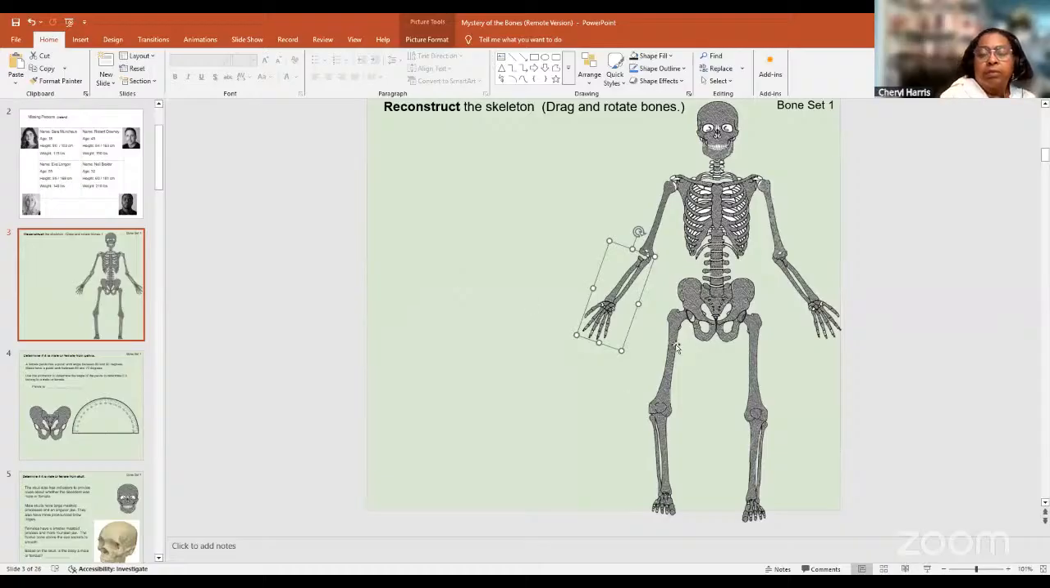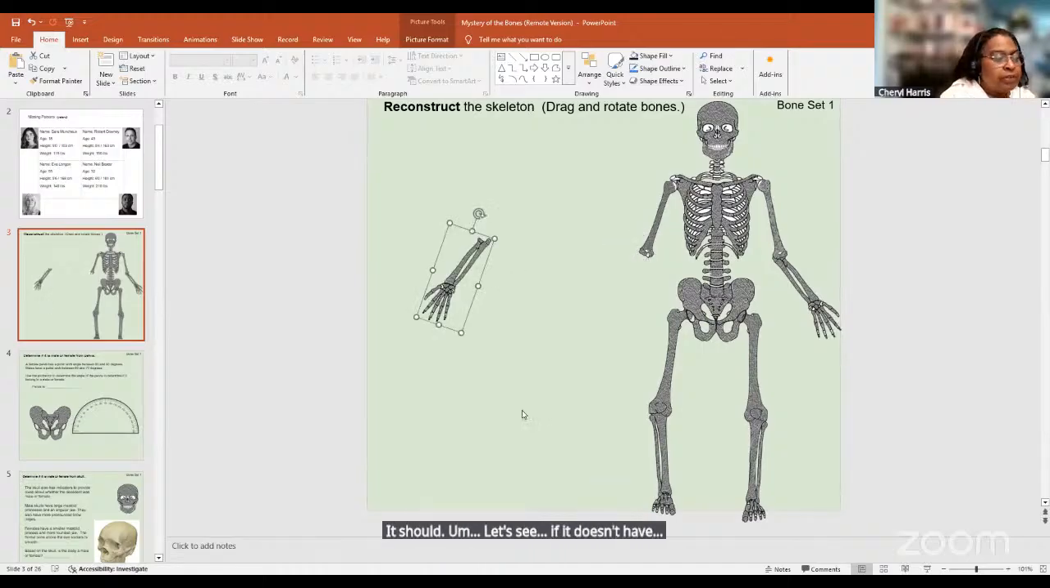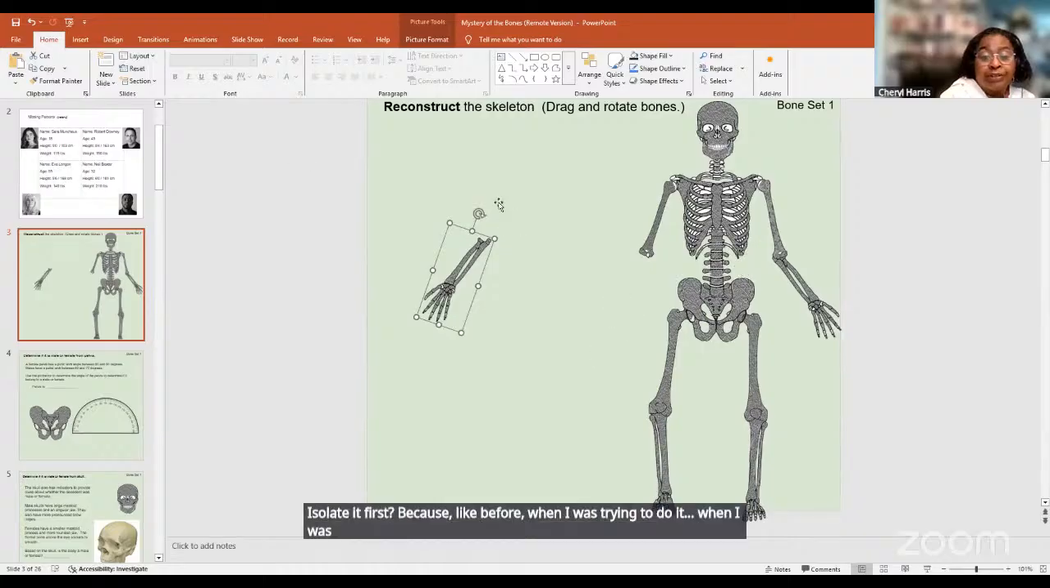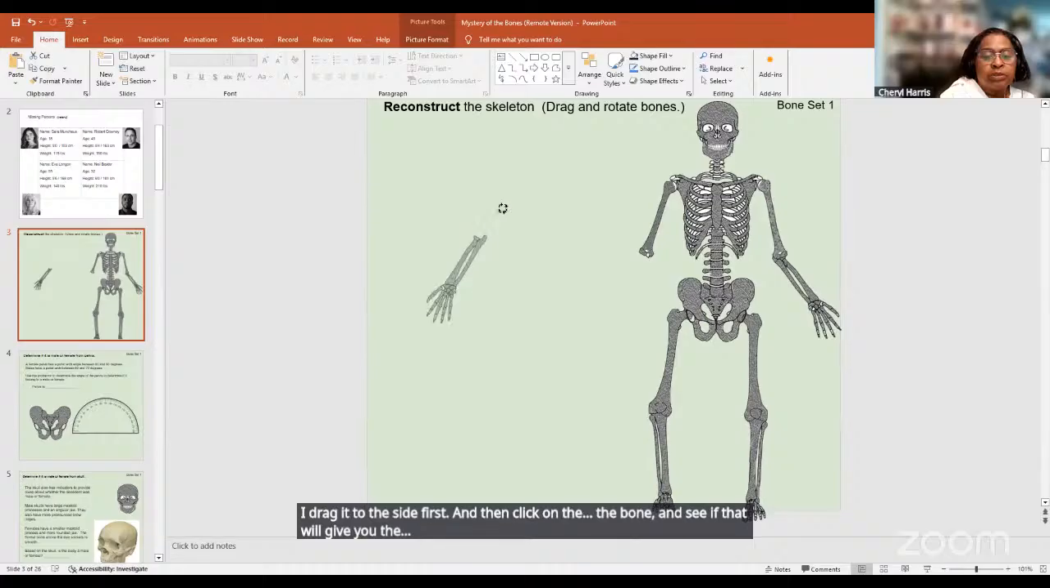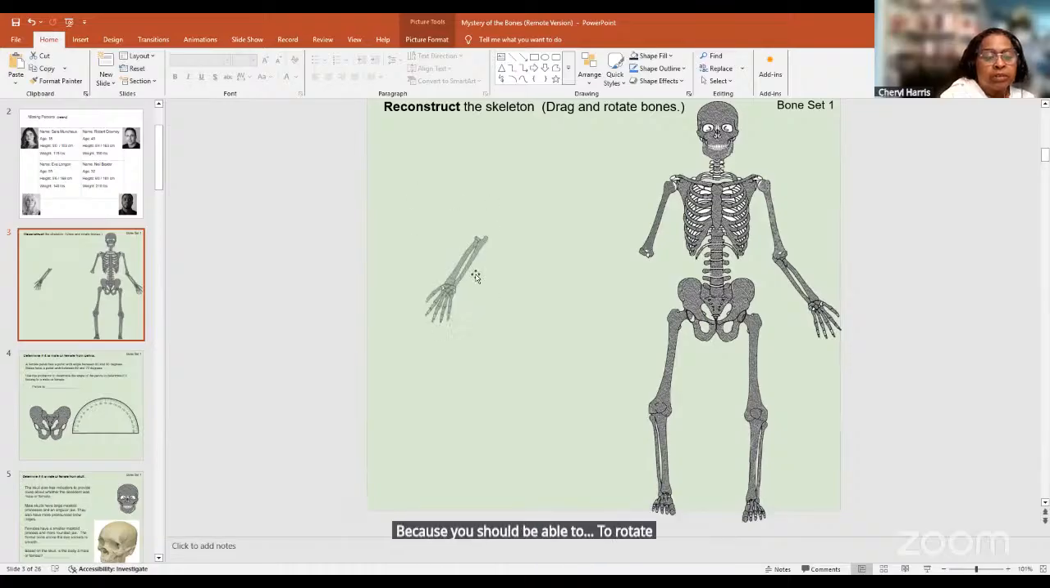Oh, it should. Let's see. If it doesn't have that, isolate it first. Like before, when I was trying to do it in the skeleton, I couldn't find that. So isolate, drag it to the side first, and then click on the bone and see if that will give you the rotator, because you should be able to rotate so that you can get it in place. Anybody else having trouble with that?